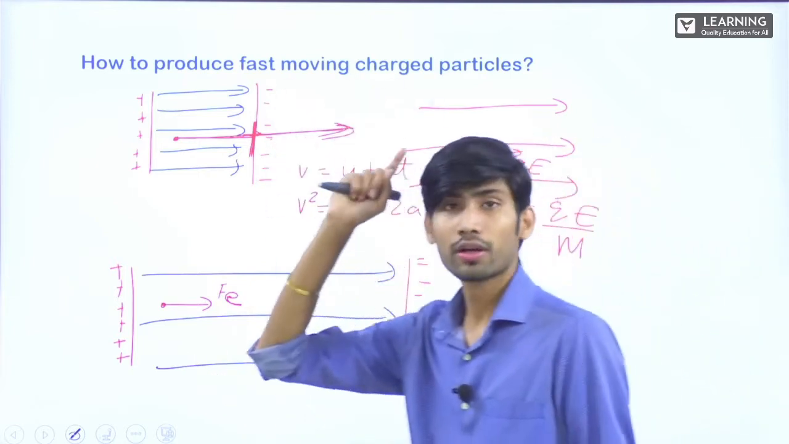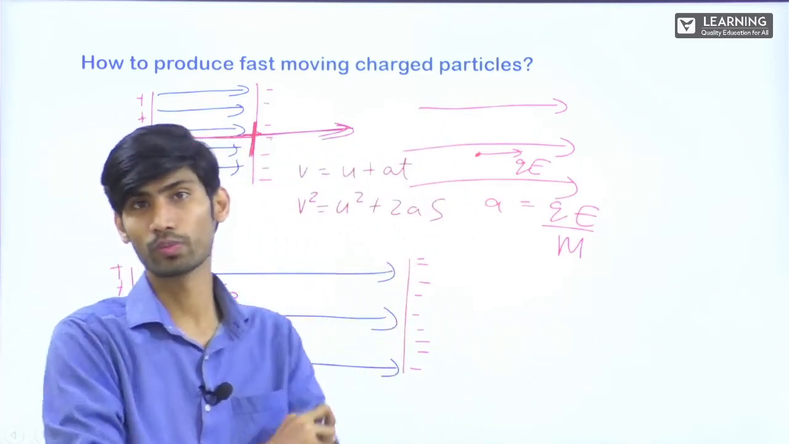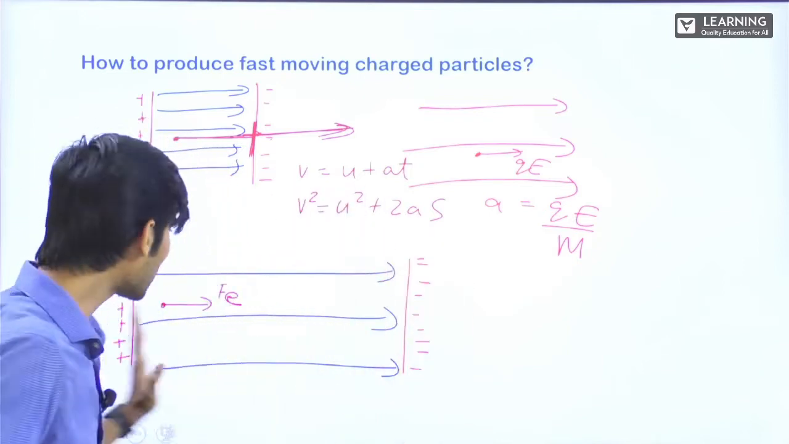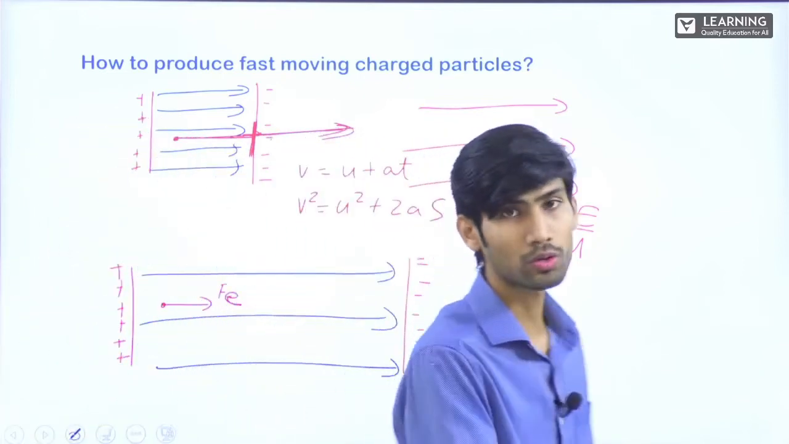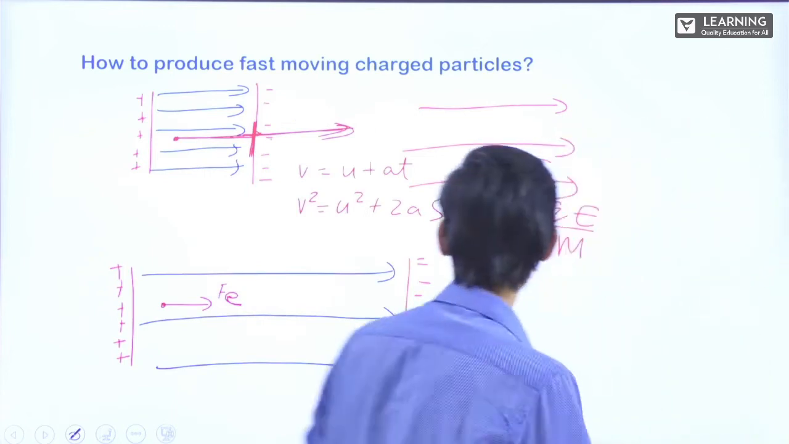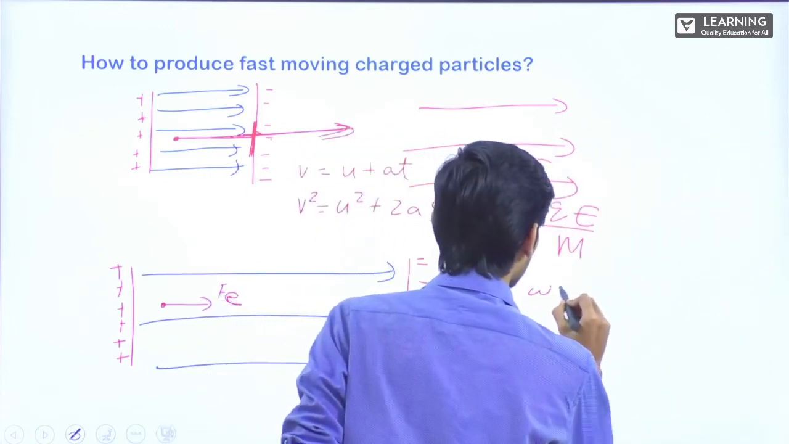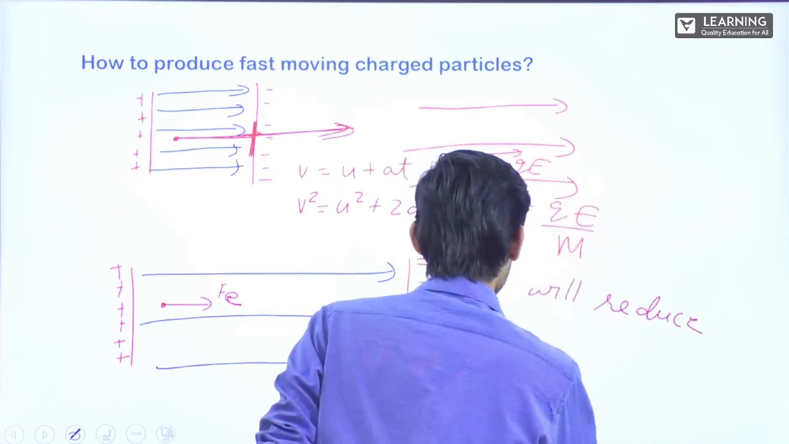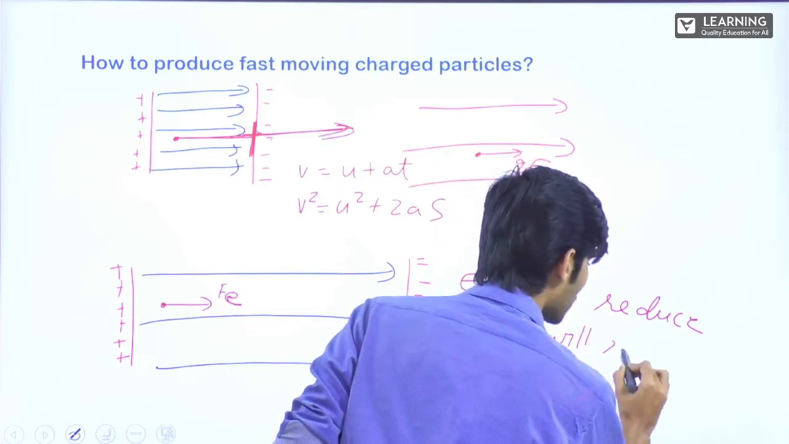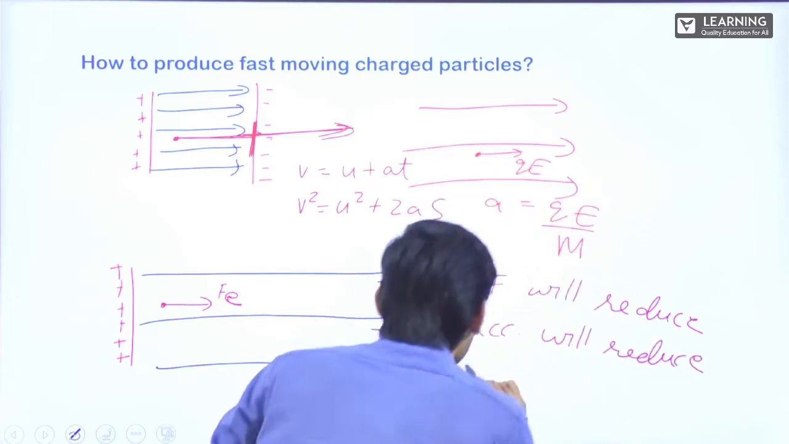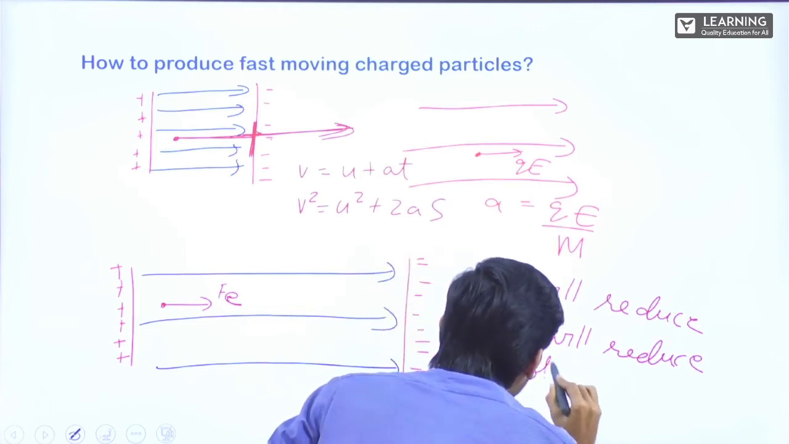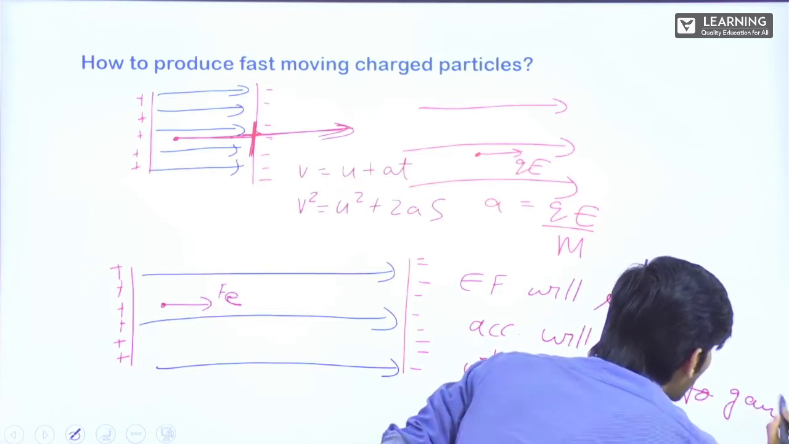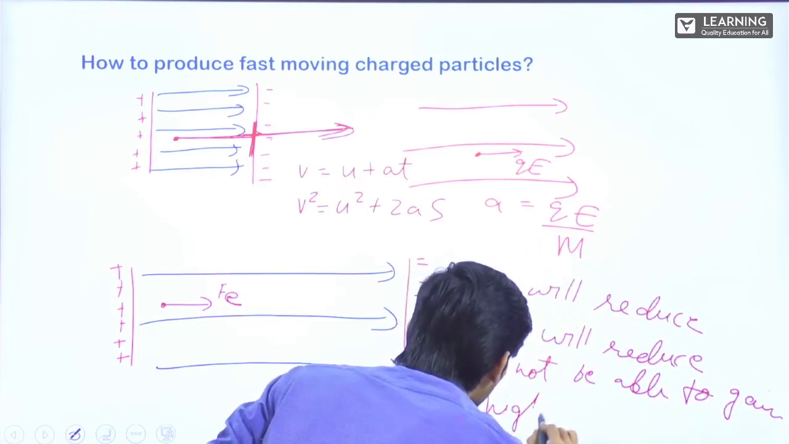Now we need to get a highly accelerated charge. What to do? We need to keep this particular charge in electric field for a longer duration also, but we cannot do this. What to do? Here I'll write electric field will reduce. Acceleration will reduce. Will not be able to gain high speed, very high speed.